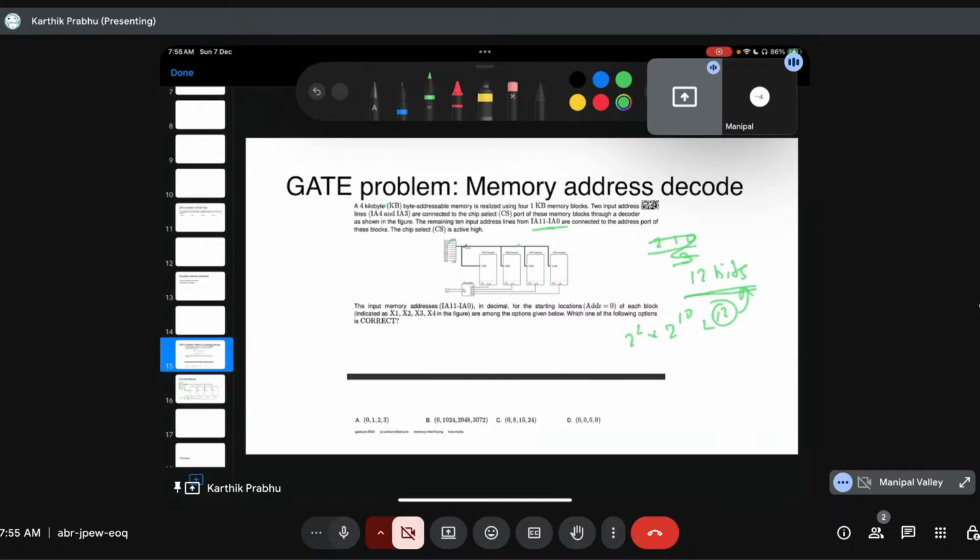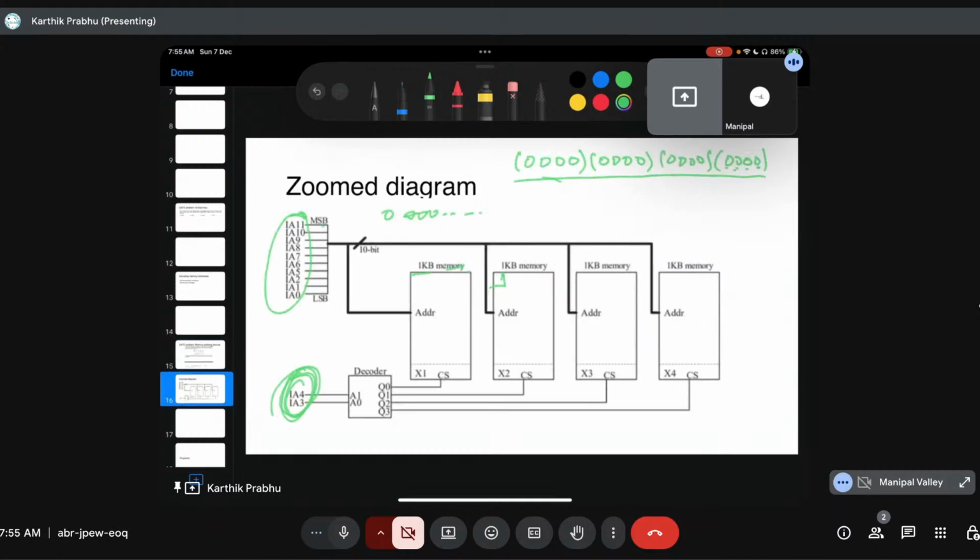They have given the input memory addresses of the starting locations. So you need to identify what are the starting locations of each block, right? How are you going to identify the starting locations of each block? So all of these addresses, this particular IA11 to IA0, how many bits is it?